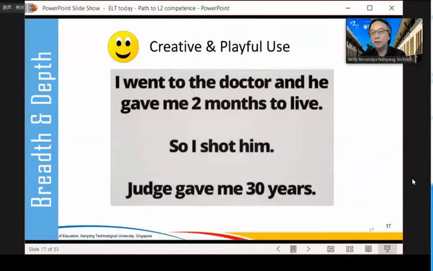The judge gave me 30 years. So which one is better, 2 months or 30 years? The second one is better, yeah?